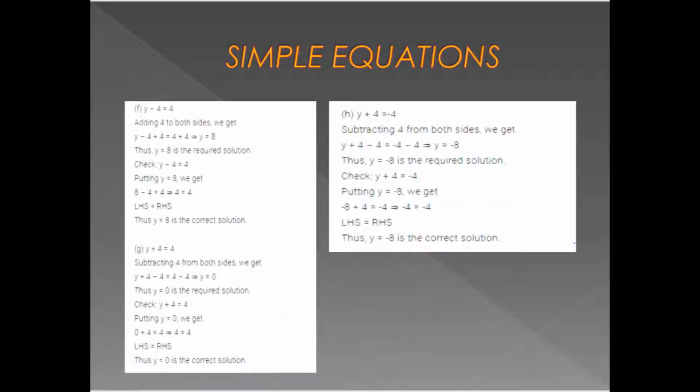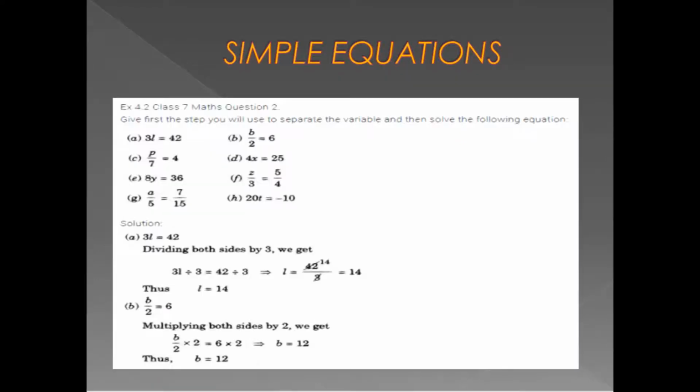Then checking y minus 4 equal to 4. In place of y, we'll be writing 8. 8 minus 4 equal to 4, which is again equal to the right hand side. In the same way, y is equal to 8 is the correct solution for it. So you can go for G and H parts.